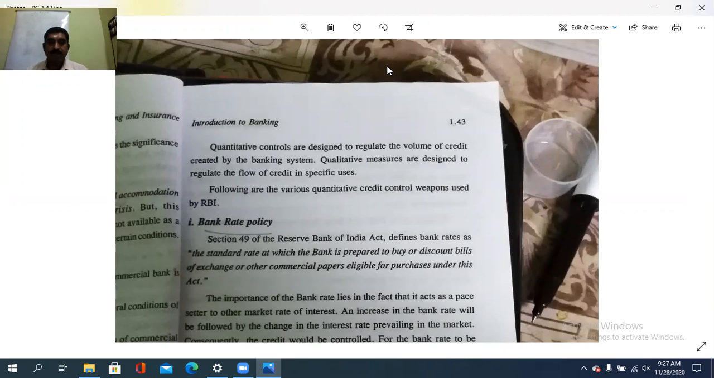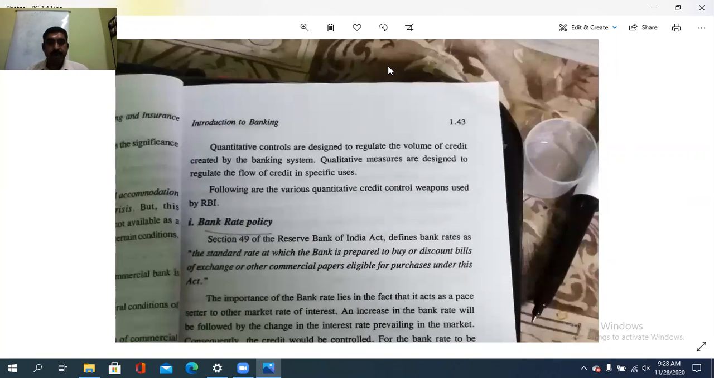Then, following are the various quantitative credit control weapons that are used by RBI, that is bank rate policy, one of them. So, there should be a standard rate fixed by the bank, that is the standard rate, that is the bank rate policy. So we are going to see what is a bank rate policy.